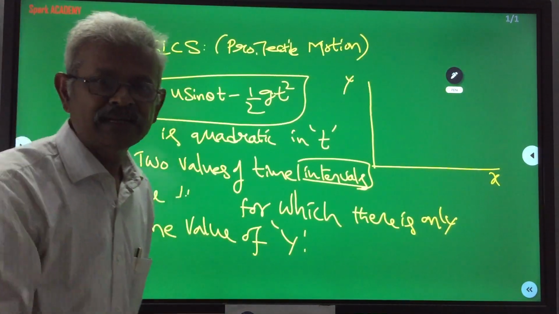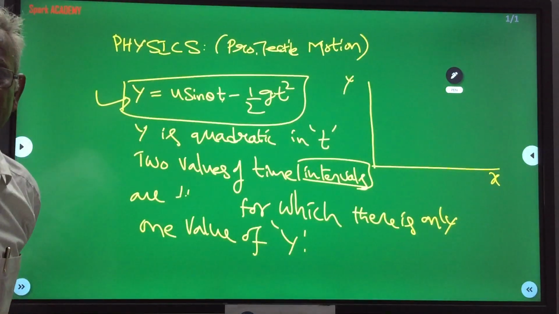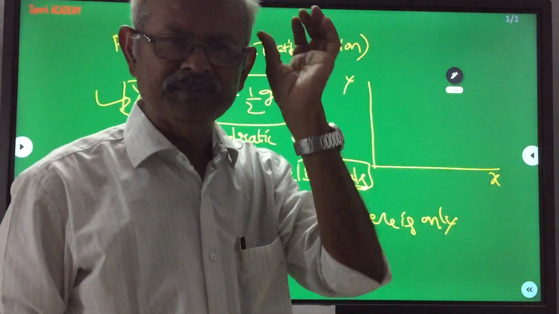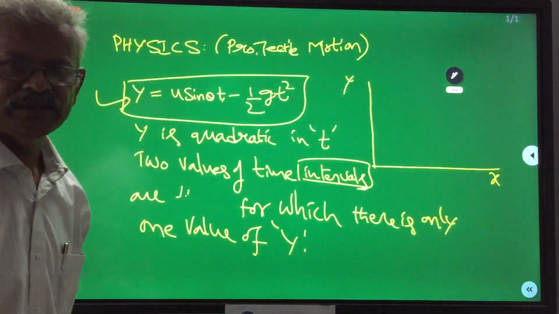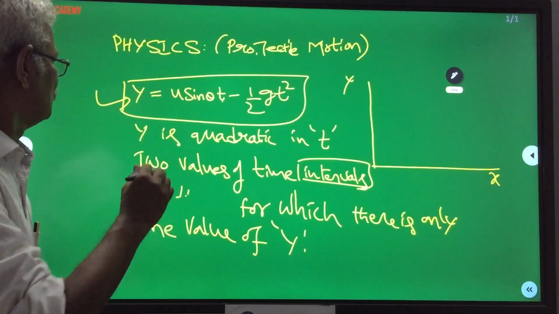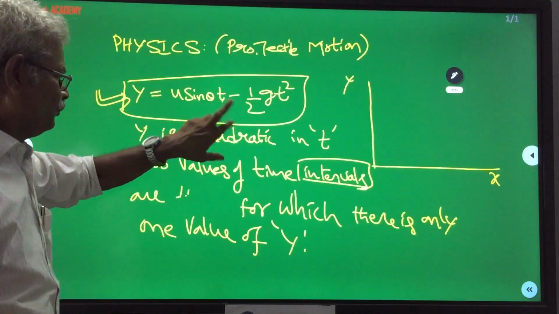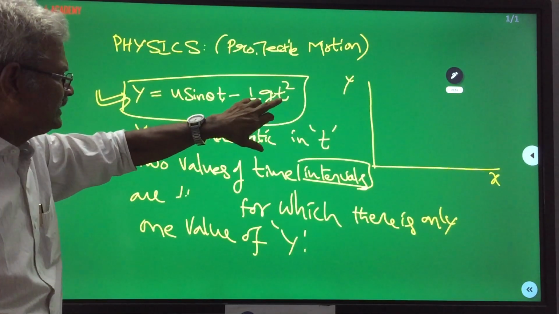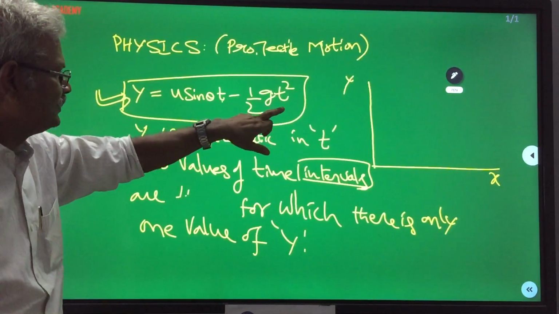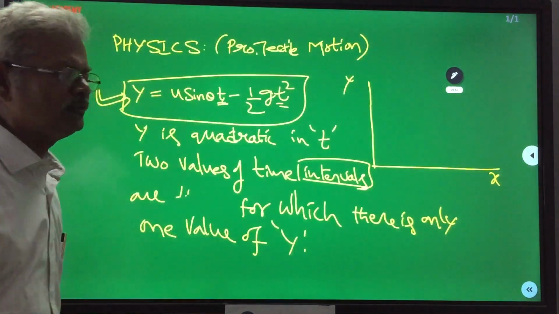Now we want to apply that here. Simply writing the equation is not enough; we must know where to apply this formula. Formula will never be a problem. Where you have to apply it, you must write. Understood? So again I am repeating. We know this equation. We have to find out what this means. It means there are two values of time intervals for which there is only one value of y.